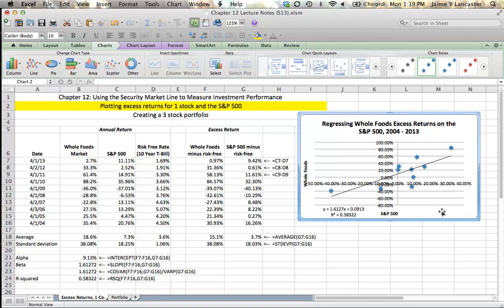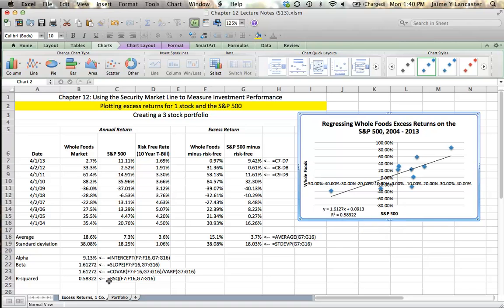All right, so what am I looking for? What I'm looking for is my equation. So my y value, otherwise known as Whole Foods, is going to be equal to 1.61 times my x value, times my S&P value. So it's 1.61 times as volatile. If the S&P returns 10, Whole Foods will return 16. If the S&P loses 10, Whole Foods will lose 16, right? Plus 0.09, otherwise plus 0.9%.